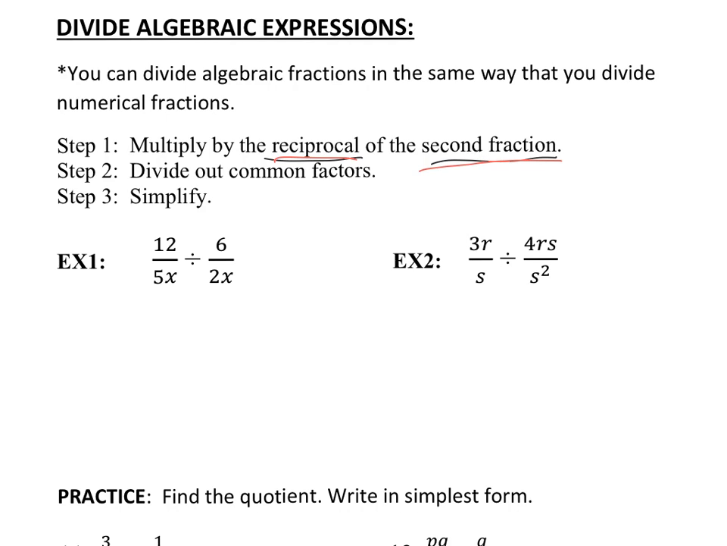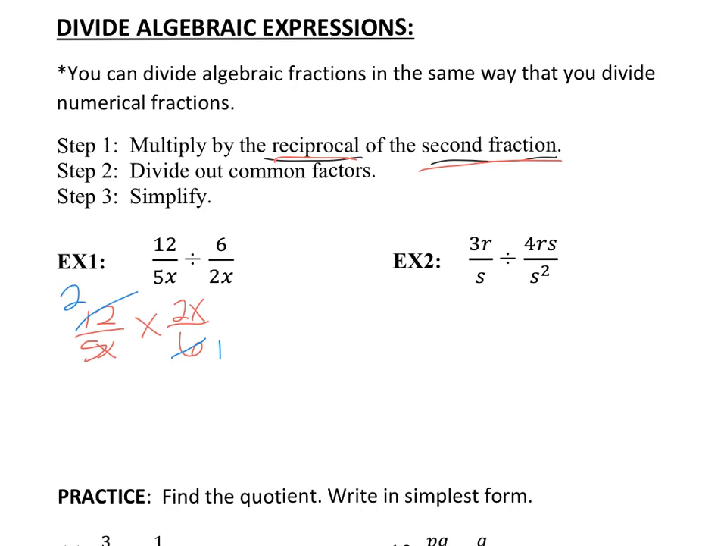So now for our first example, we have 12/5x, which stays the same. First fraction always stays the same. Then we're going to multiply by the reciprocal. So now it becomes 2x/6. So we can still do cross division, and we can cross divide the 12 and the 6, which leaves us with 1 and a 2.